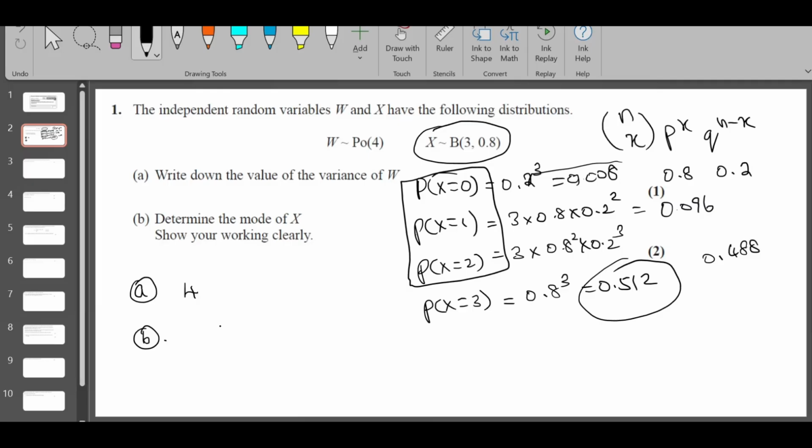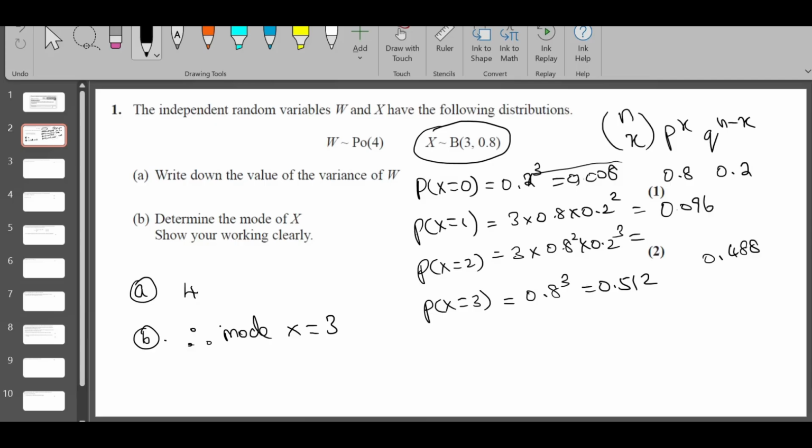So you can write therefore mode X is equal to 3. The corresponding value of X, not the probability, is the mode. Otherwise you need to calculate this value also and check which one has the highest value. But you need to do it fast, it's just a 2 mark question.